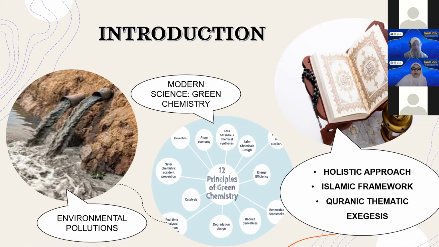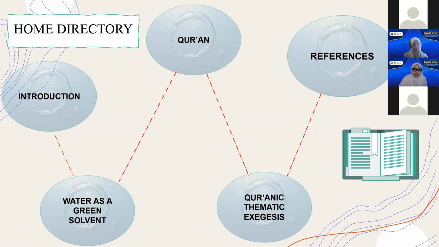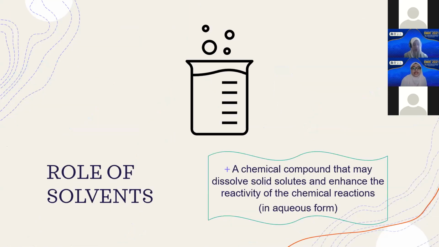So what is actually a solvent? What is the role of solvents in chemical processes? A solvent is a chemical compound that dissolves solid solutes and enhances the reactivity of chemical reactions. In short, the usage of solvents may enhance chemical reactions, and the chemical processes will be conducted in a shorter time.